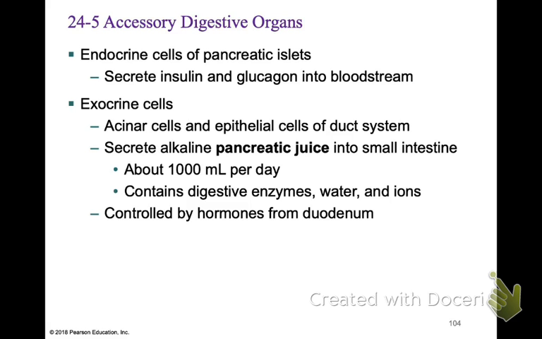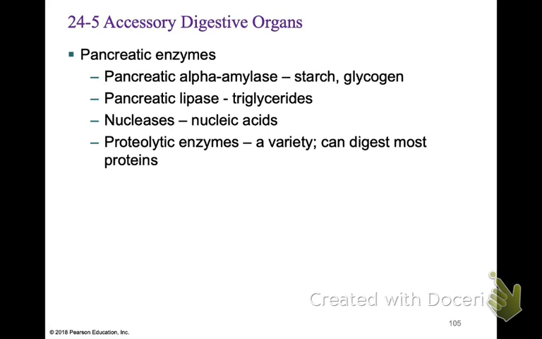The exocrine cells are the acinar cells, or the acinar glands, and they're the ones that secrete pancreatic juice. We've got enzymes, we have water, and we have ions, predominantly bicarbonate, which, remember, is going to raise the pH, and they're all controlled by hormones. The enzymes of the pancreas are an amylase, which breaks down starch and glycogen.